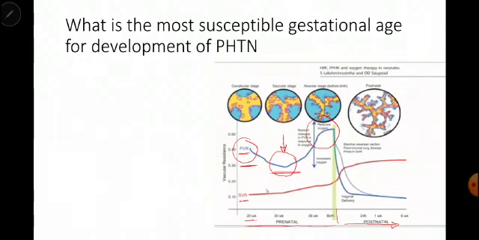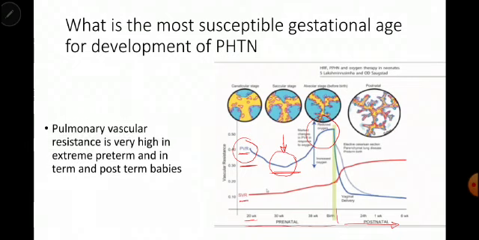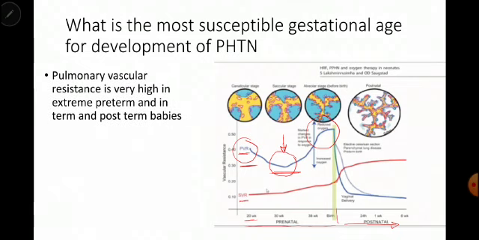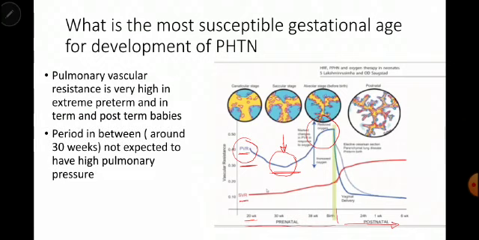Regarding systemic vascular resistance, it will increase gradually during fetal life, but there is a sudden rise after birth and after removal of the placenta. So pulmonary vascular resistance is very high in extreme preterm and in term and post-term babies, and the period in between, around 30 weeks, is not expected to have high pulmonary pressure.